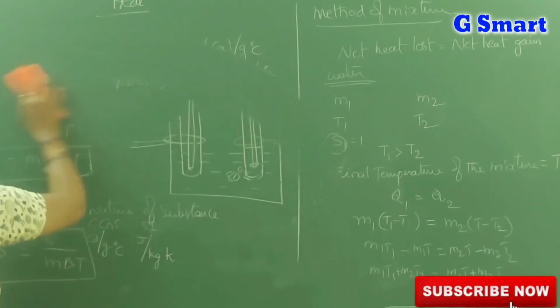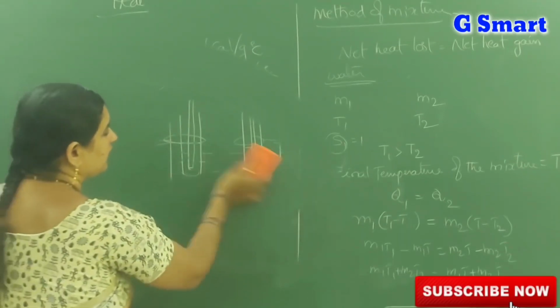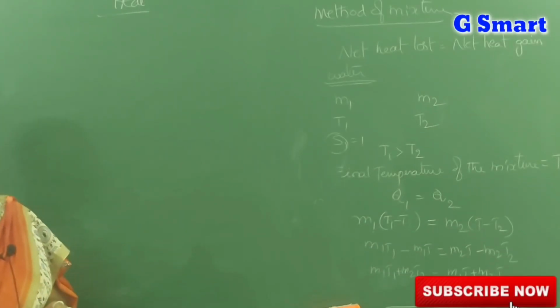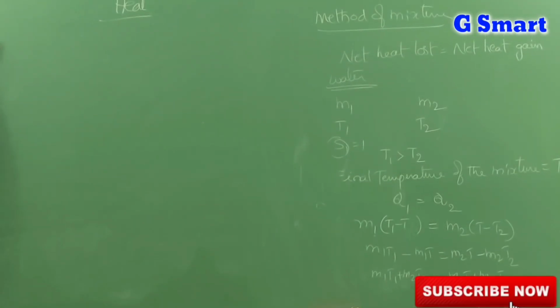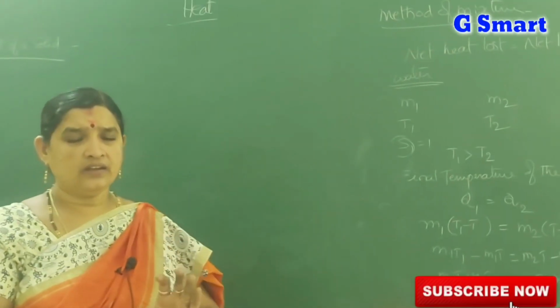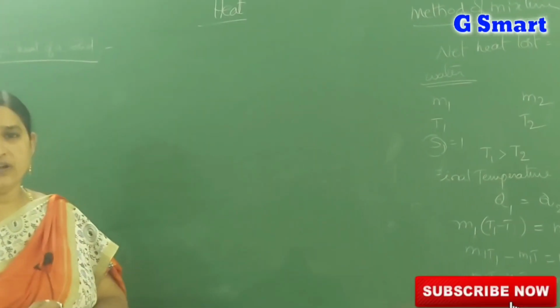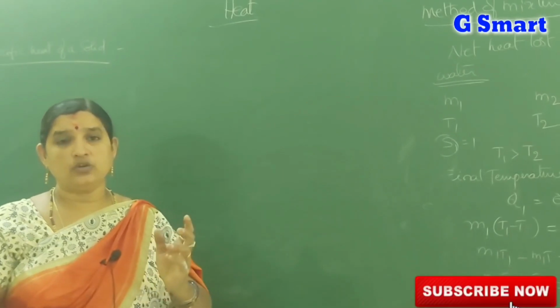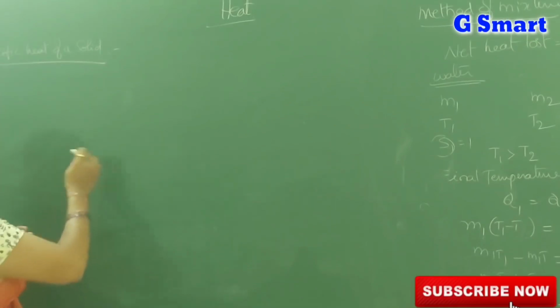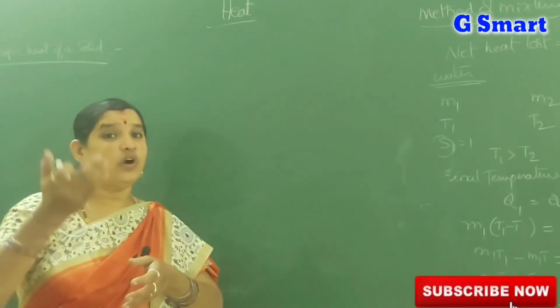Next, how to measure the specific heat of a solid? By using the method of mixtures theory, we can find the specific heat of a solid. As I already told, to measure the specific heat of a solid we use a calorimeter. Here, in the calorimeter, we will take water.